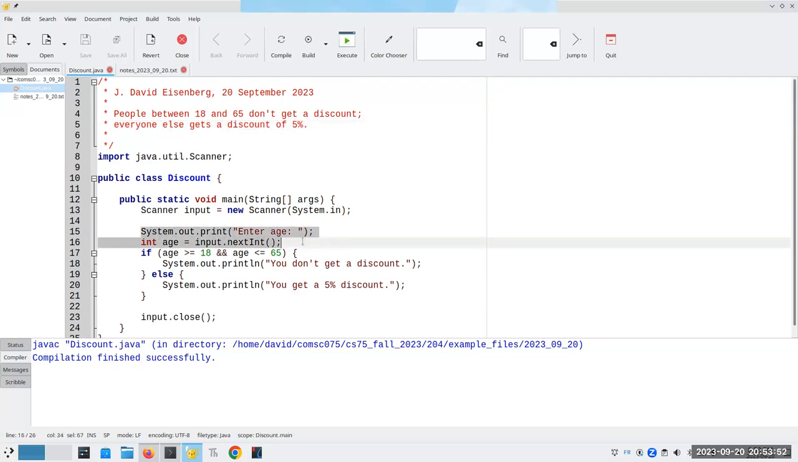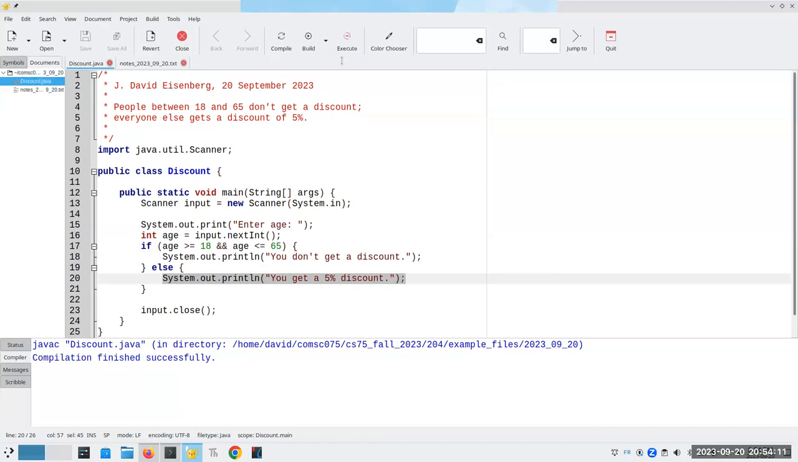We're going to ask them to enter their age. And if the age is greater than or equal to 18 and less than or equal to 65, that means they're between 18 and 65 inclusive. And tough luck, they don't get a discount. Otherwise, they get a 5% discount. And let's compile that and run it.